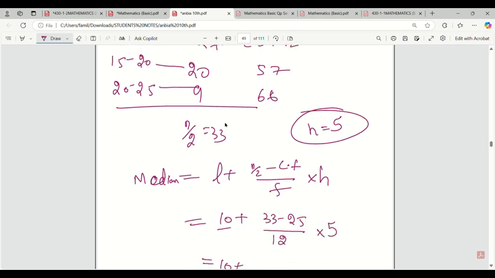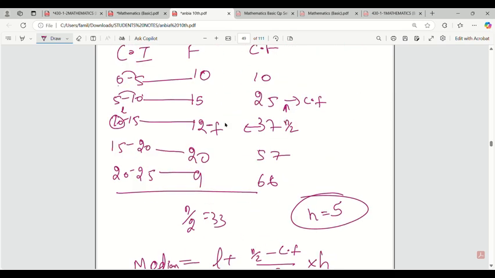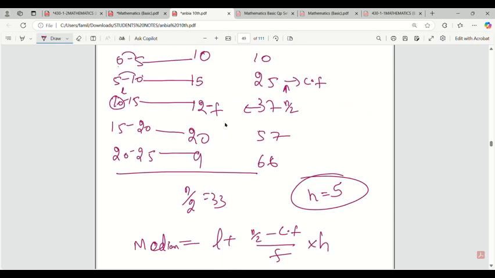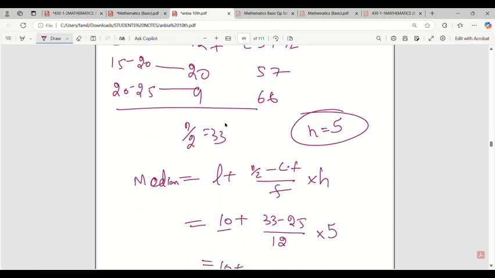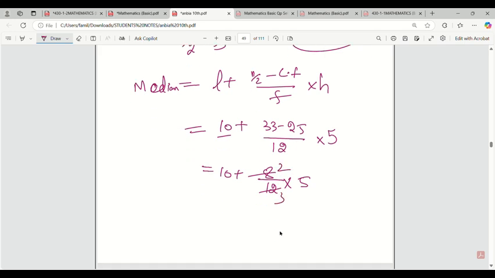See, once again, the value of L is 10, it is correct. Frequency is 12, yes. CF is 25, yes. n is 66, so n by 2 gives you 33. And the height, the gap, is 5. So what you will get here is 8 by 12 into 5. So 4 threes are 12, 5 twos are 10, 10 by 3, which will give you 10 plus 10 by 3.